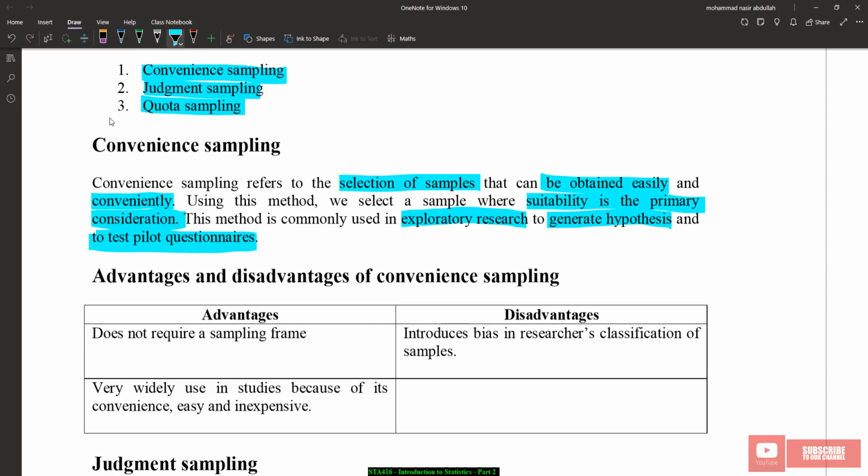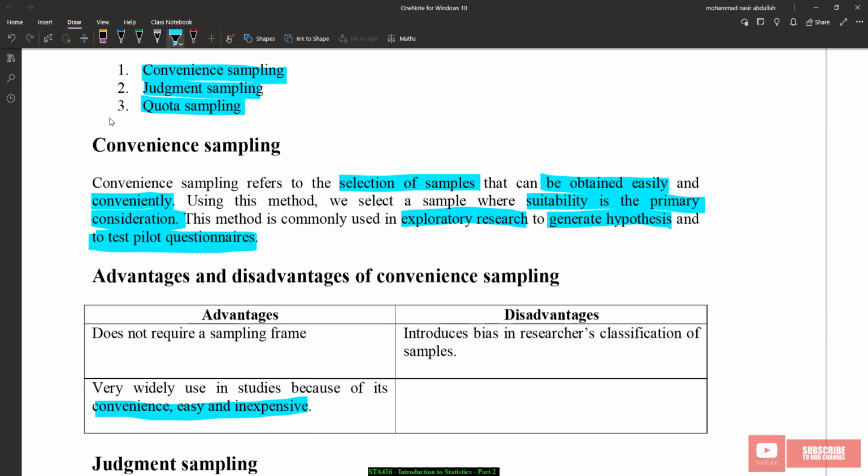Right. Very widely used in studies because it's convenient and easy and inexpensive. Let's say kalau you buat satu Google Form, questionnaire dalam Google Form, and then you post dalam Facebook or Twitter, Instagram, and so on at your convenience, and then you minta semua orang jawab, right? That one is not random. It's just at your convenience. Boleh faham, eh?